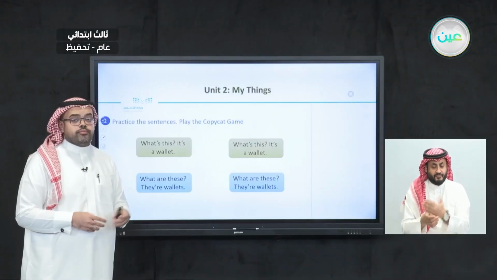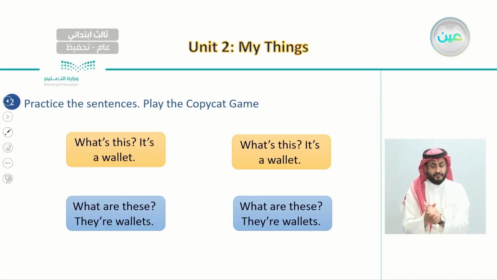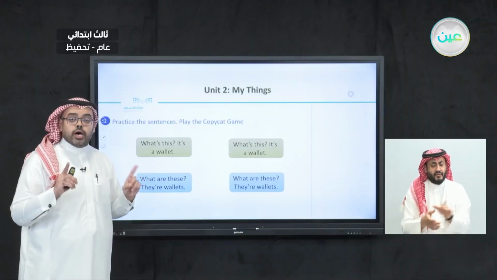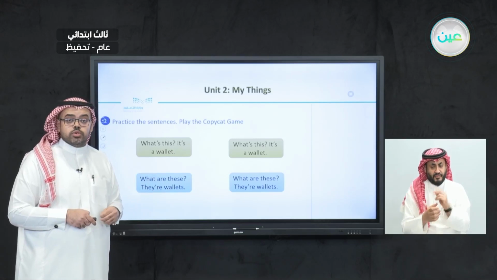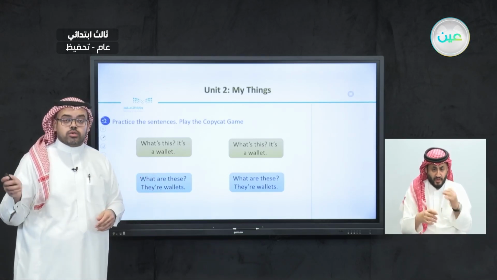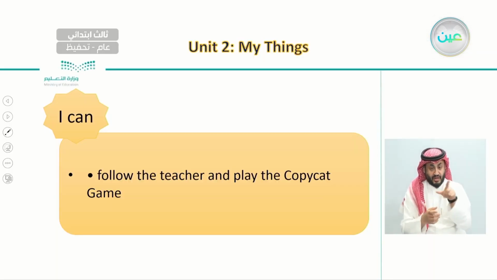So let's try it. What's this? It's a wallet. And now you would say, what's this? It's a wallet. And when I use the other question, what are these? They are wallets. You would say, what are these? They are wallets. So try to use different examples, but with the same question, and see how you learn to differentiate between what's this and what are these. So at the end, it's important that you follow the teacher and try to play the copycat game.